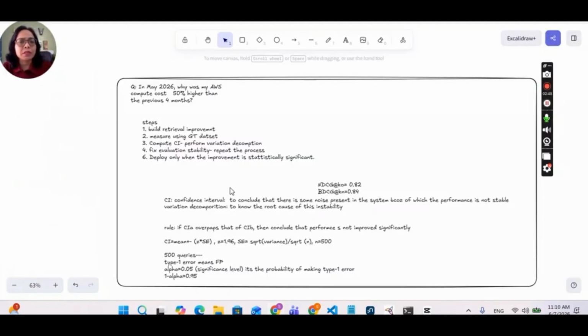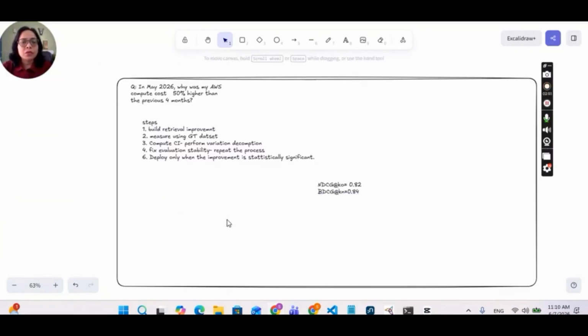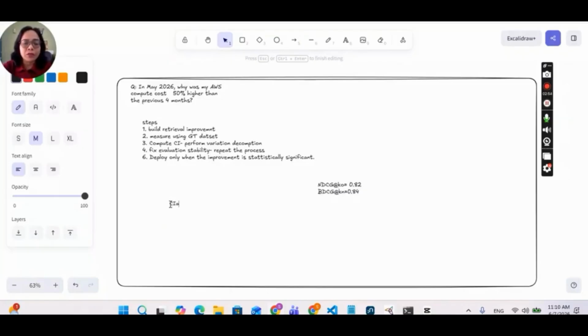So for both the systems, let me delete all this. In both the systems, CI of A comes around 0.79 to 0.85. And CI of B comes around 0.81 to 0.87, something like that. Right. So in that case, there is an overlap between values.